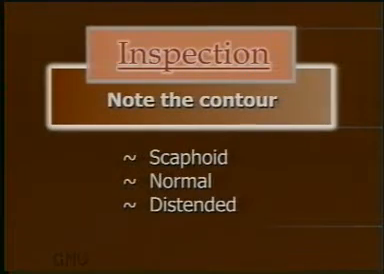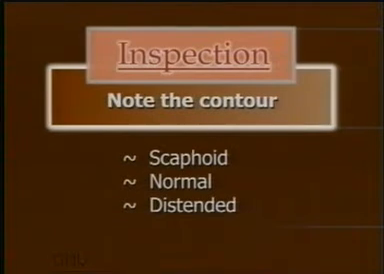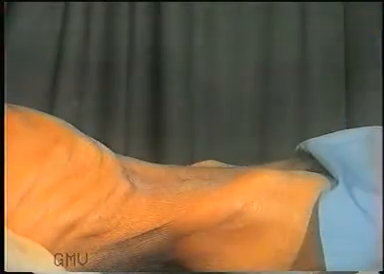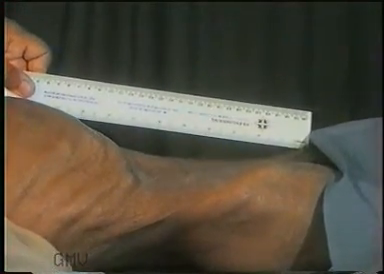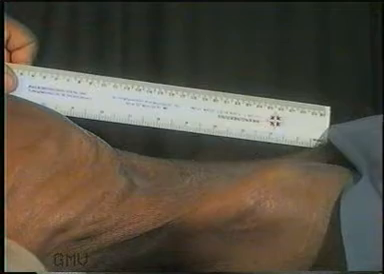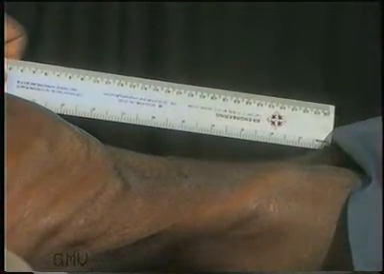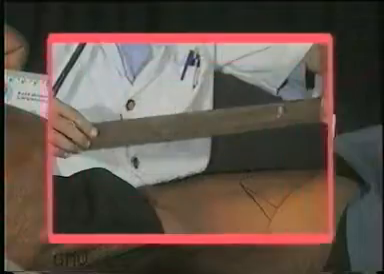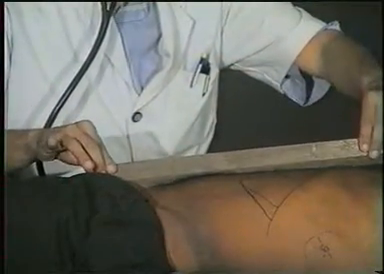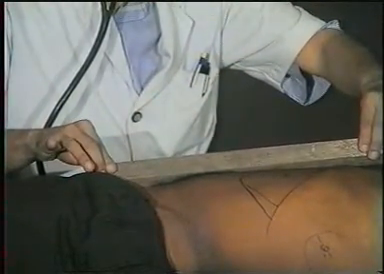First note the contour of the abdomen. Is it scaphoid, normal or distended? To inspect the contour, imagine a line from the tip of the xiphoid process to the pubic symphysis as demonstrated by this ruler. If the abdomen is concave and lies below this line, it is termed as scaphoid. If it is more or less along this plane, it is flat or normal. And if it is above this plane and convex, it is termed as distended or protuberant.